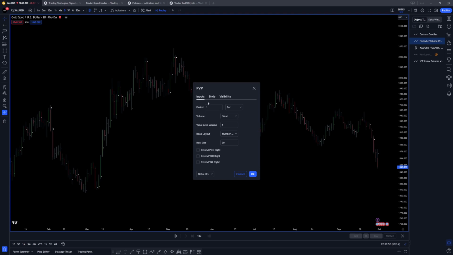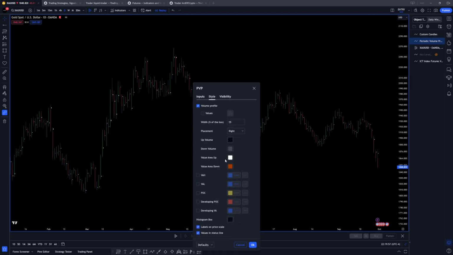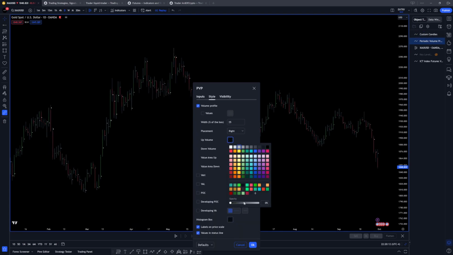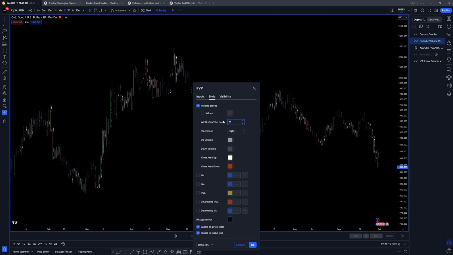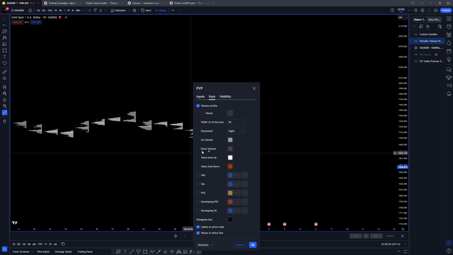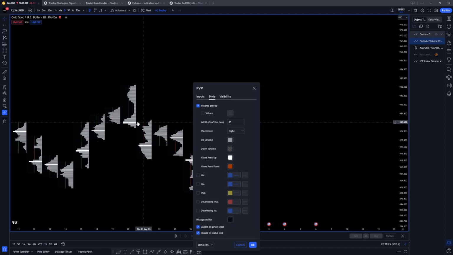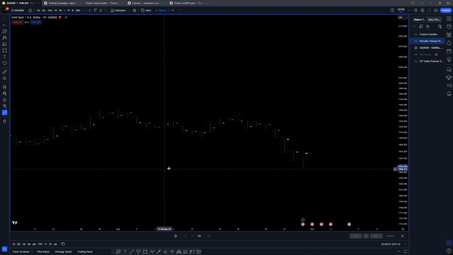Periodic volume profile. I got it set to 1 bar, row size 30, and just showing the value area. So I got the value area volume set to 1, so it's only going to show me 1 bar where the actual point of control is out of that whole volume profile. I'll turn it up real quick just to show you. So there's the whole profile. I'll turn the width up to 85, spread it out. You can see there's a point of control.